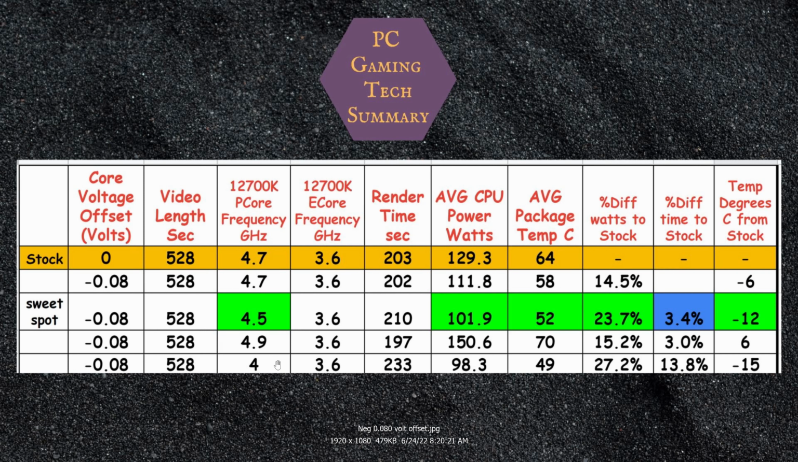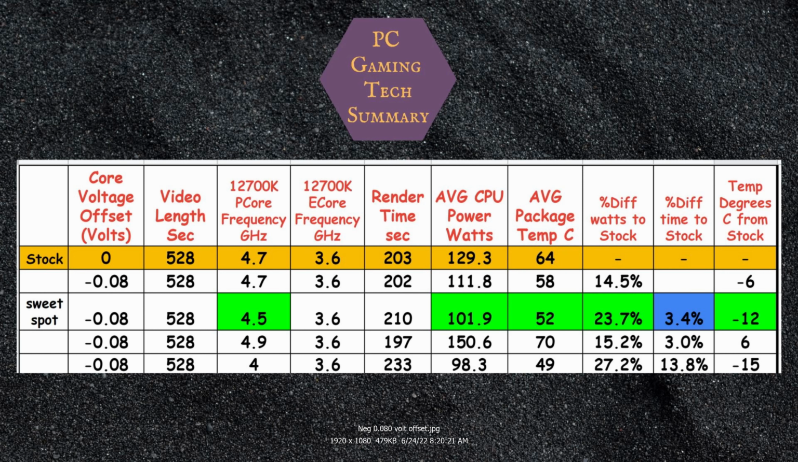Okay, and that's back from 2017. There are quite a few people that have AMD CPUs around that frequency. Now, what happens there? We get a rendering time of 233. So over stock, that is 30 more seconds, half a minute. That is a 13.8, or you can think of it as 14% increase in time to render the video. And we decrease the temperature from stock from 64 by 15 degrees.